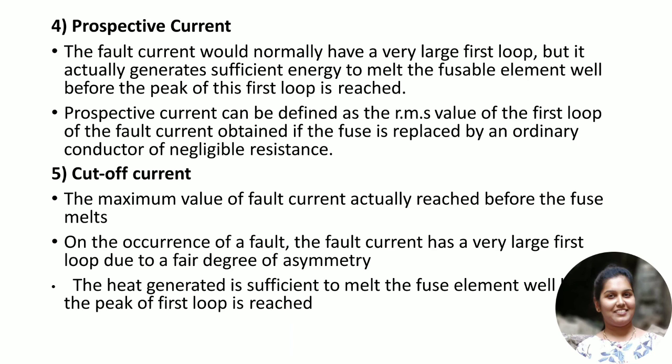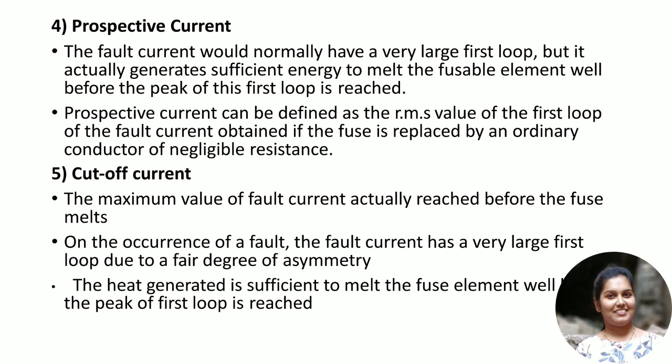Okay, what is meant by prospective current? The prospective current is defined as follows: the fault current would normally have a very large first loop, but it actually generates sufficient energy to melt the fusible element well before the peak of this first loop is reached. Okay, the prospective current can be defined as the RMS value, that is root mean square value, of the first loop of the fault current obtained if the fuse is replaced by an ordinary conductor of negligible resistance.